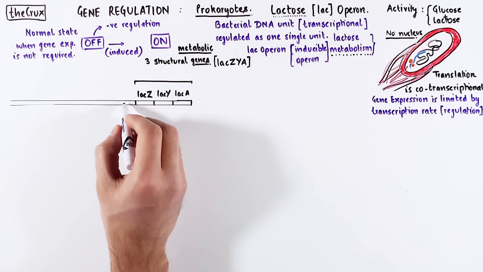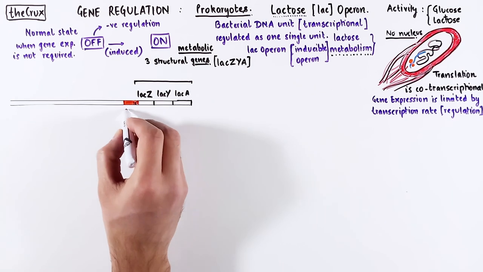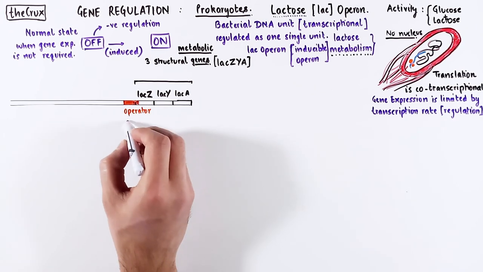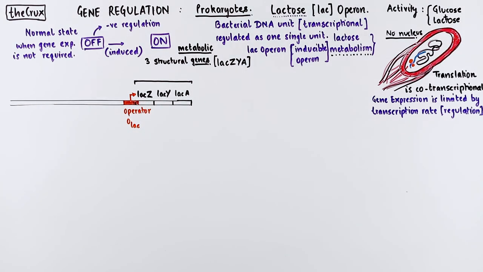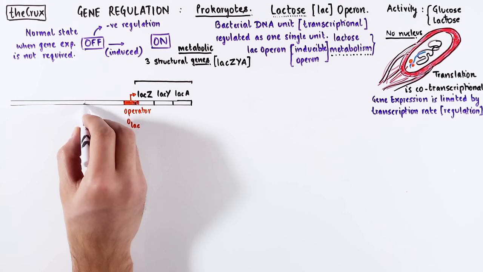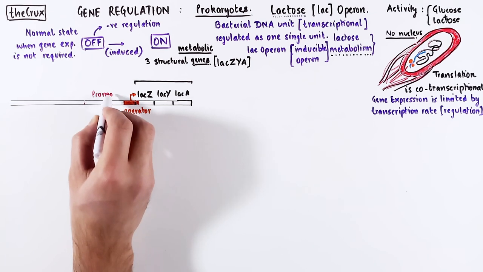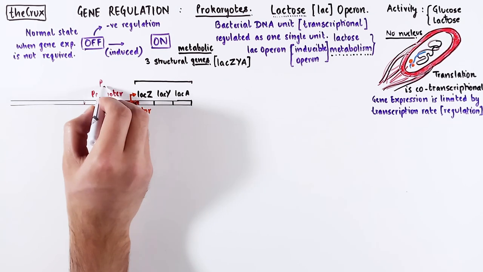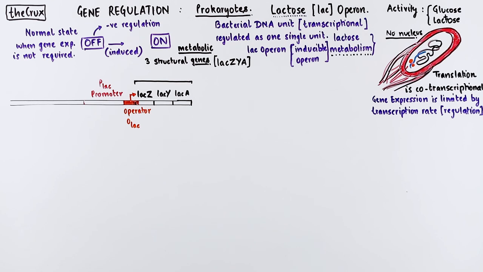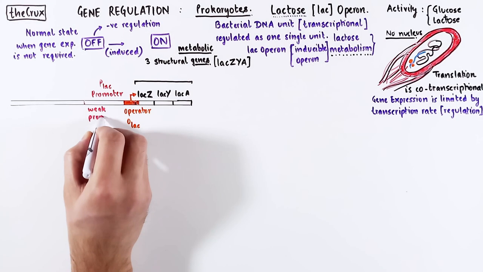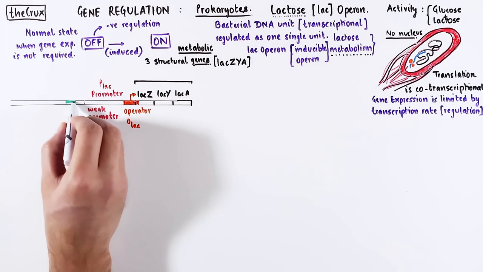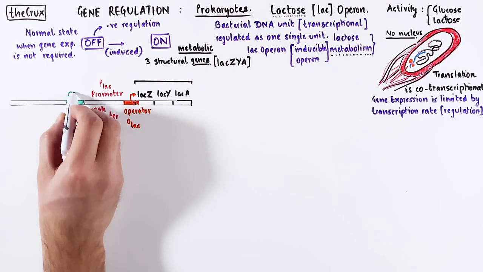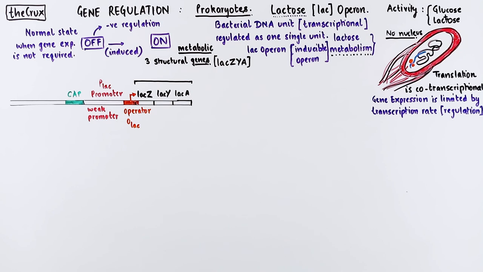Now, immediately before LacZ or partially overlapping the LacZ is a DNA sequence known as the operator, and we will refer to it as OLAC. And this OLAC has the transcriptional start site, that is this arrowhead. And before the operator sequence, we have the promoter region, that is PLAC. An important note about this promoter is that it is a very weak promoter. Upstream of the PLAC is a cap binding sequence, which will be important later. So don't think about it too much for now.